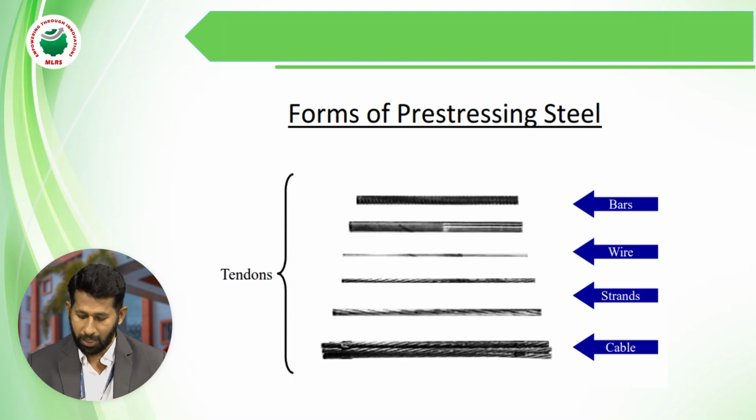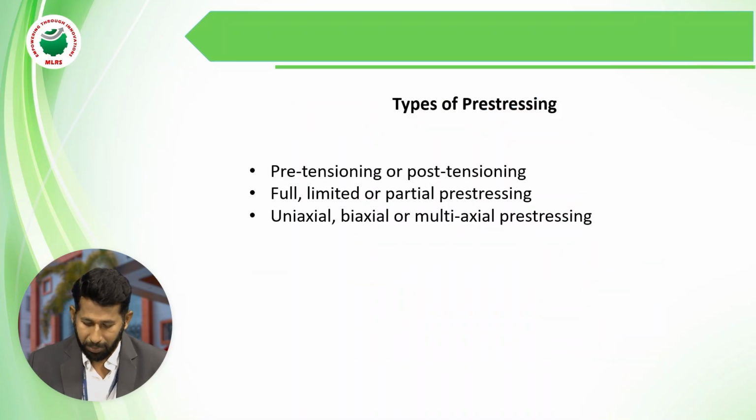If you see the diagrams, you can see what is the bar, what is the wire, what is the strand, what is the cable. These are groups of wires stretched together, and wires, bars, etc. So these are the forms of the prestressing steel. Types of prestressing: pre-tensioning or post-tensioning, fully or partially prestressing, uniaxial, biaxial and multi-axial prestressing.